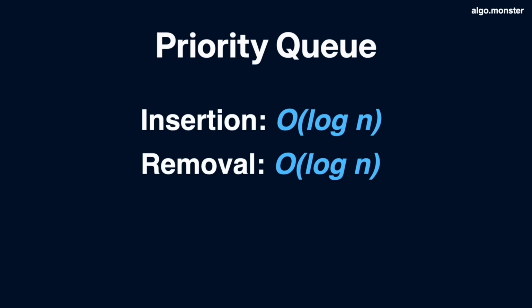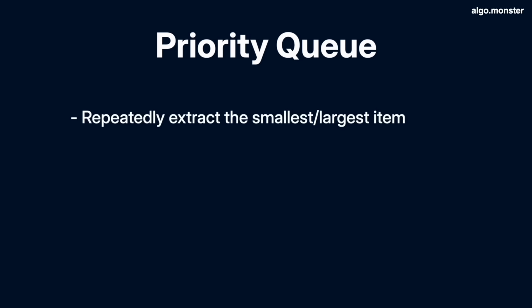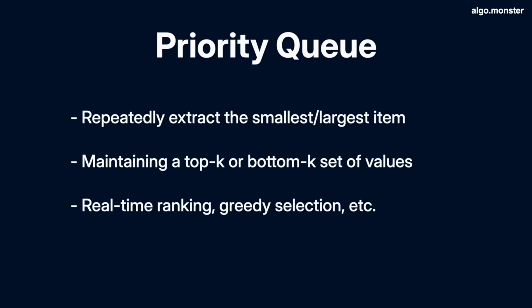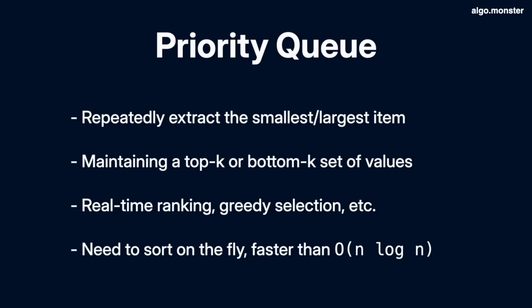scheduling or selection problems. Priority queues show up in a ton of interview problems, especially when you want to repeatedly extract the smallest or largest item efficiently. You're maintaining a top K or bottom K set of values. You need real-time ranking, greedy selection, or Dijkstra-style pathfinding. You need to sort on the fly, but don't want to pay the full big O of n log n cost for sorting the entire array. Priority queues are one of the easiest implementations, often utilizing simple libraries, so the best way to learn these is to get right into it now with some practice problems.